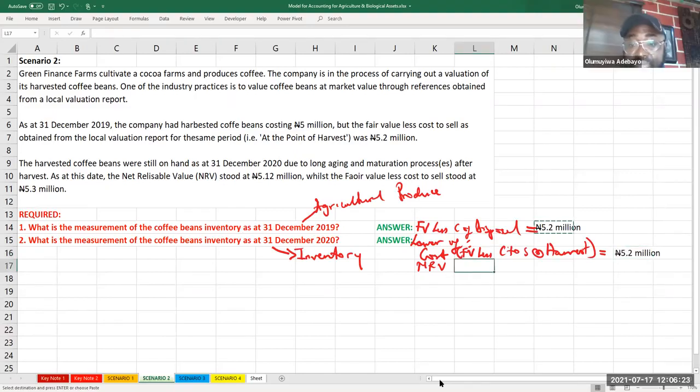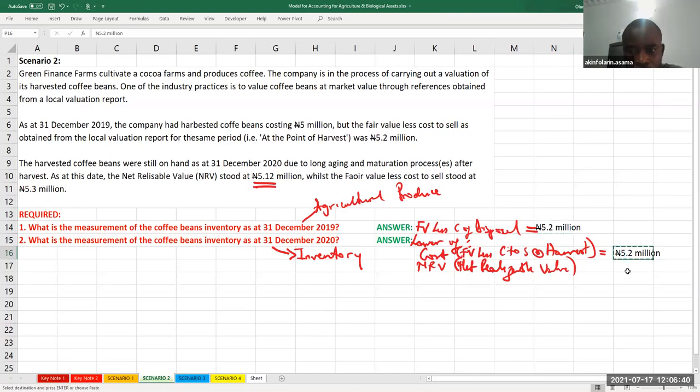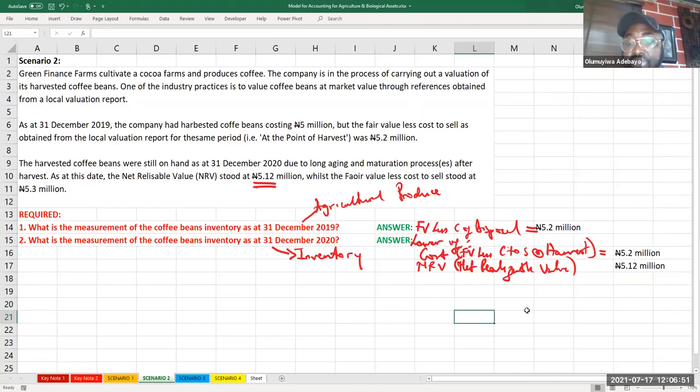Now the net realizable value as of today is how much? 5.12. Therefore, what is the lower? Then what is the answer? What is the lower? The minimum between 5.2 and 5.12. Which one is lower?